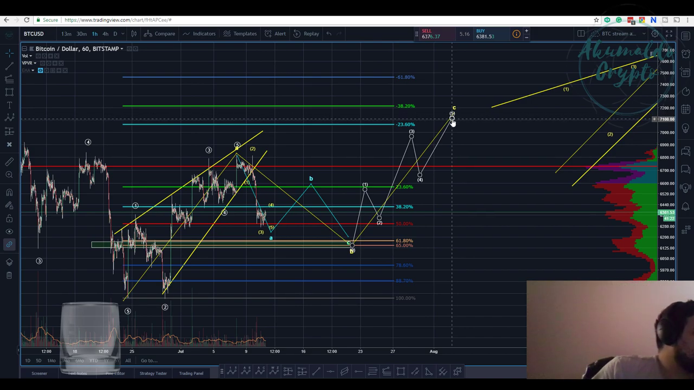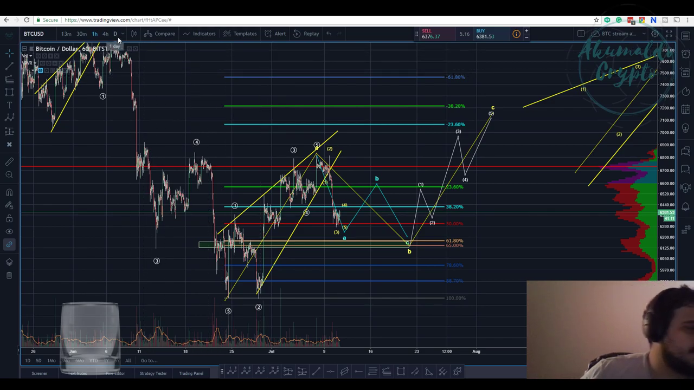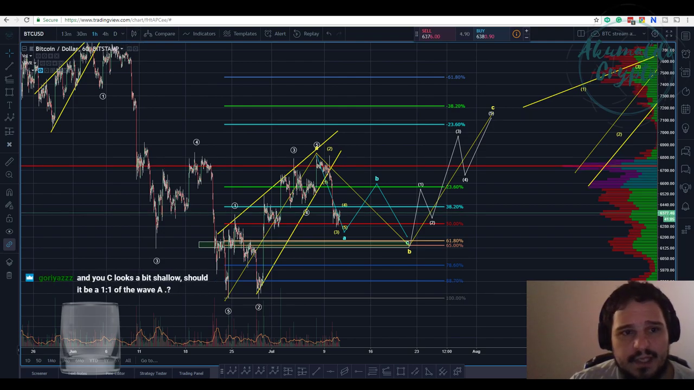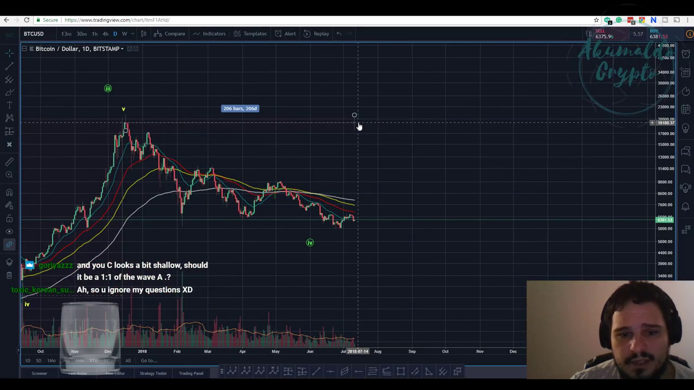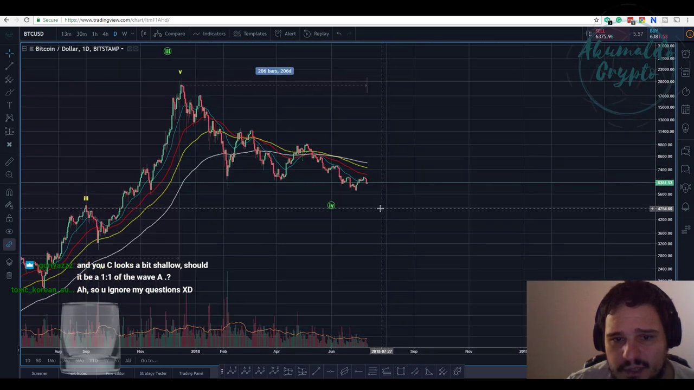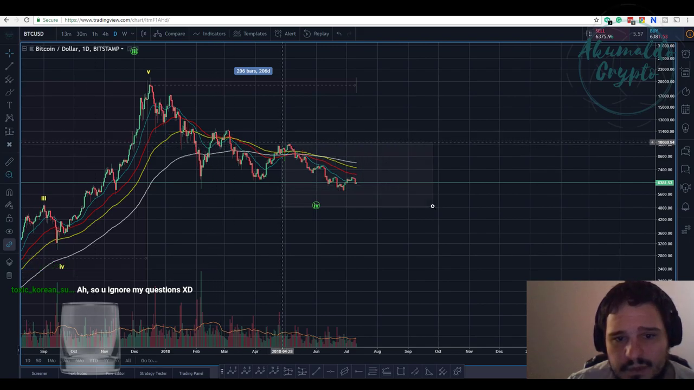Yeah. After C, another impulse wave or a 5 waves correction? Okay, good question. As I have spotted, and one of my friends there in a Discord said, we might have an inverted head and shoulder, okay? Let me get a different Bitcoin chart here. Okay, this one. I want a daily chart here, just so then we can see it a little bit better.